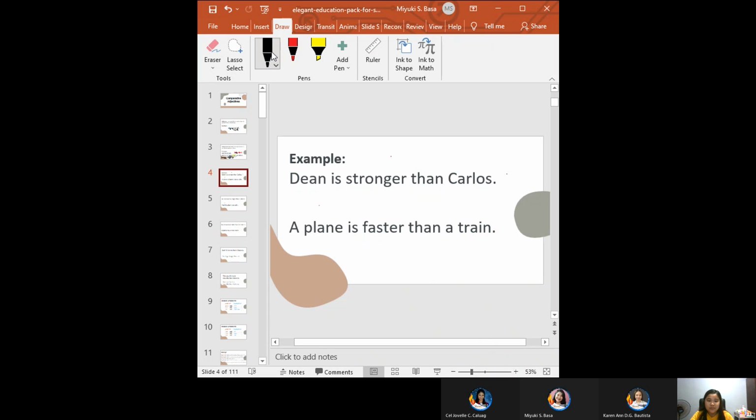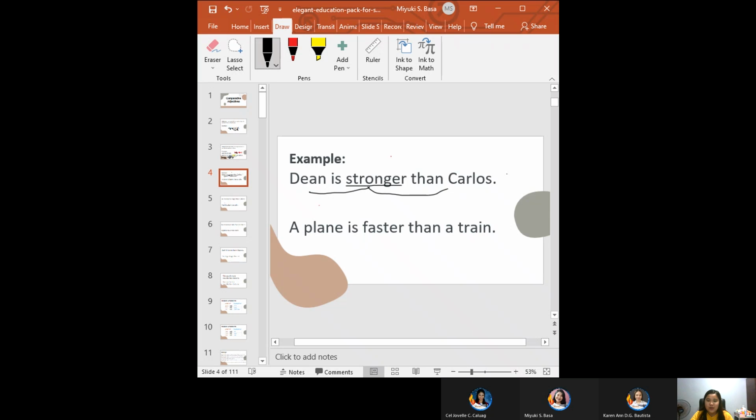Miss Kaluwag? I think the word is stronger, po. Okay, that's right. This is the comparative adjective in this sentence because it compares two people, which are Dian and Carlos. Do you understand, guys?